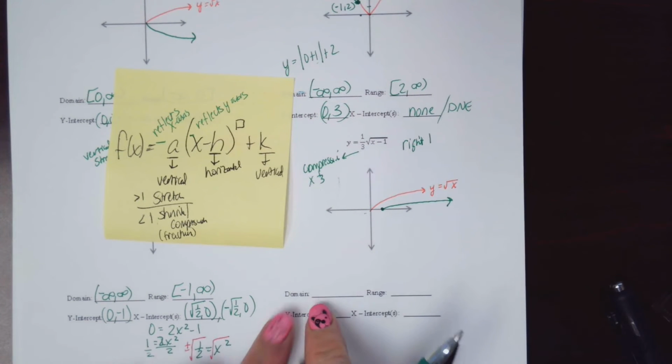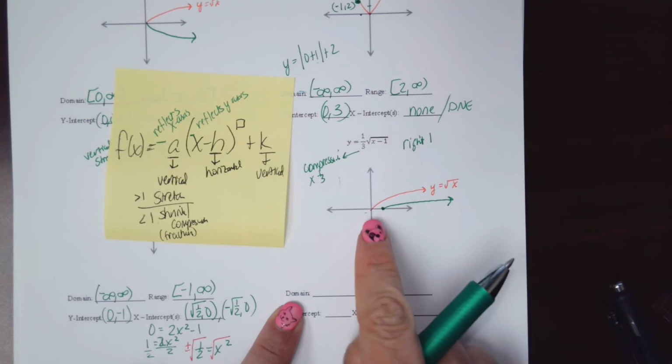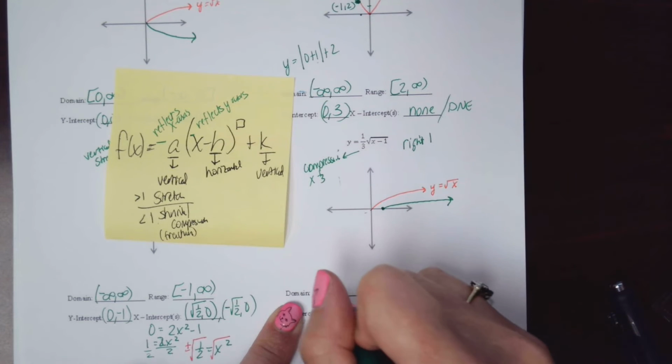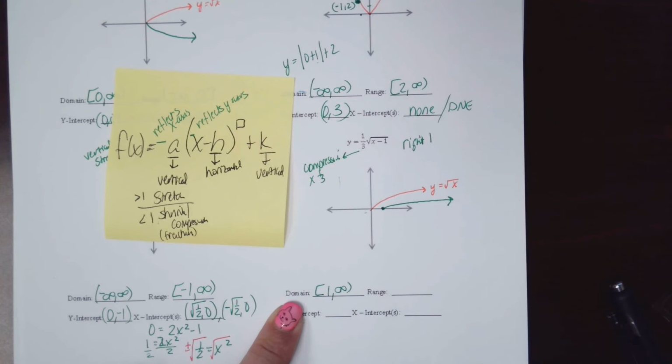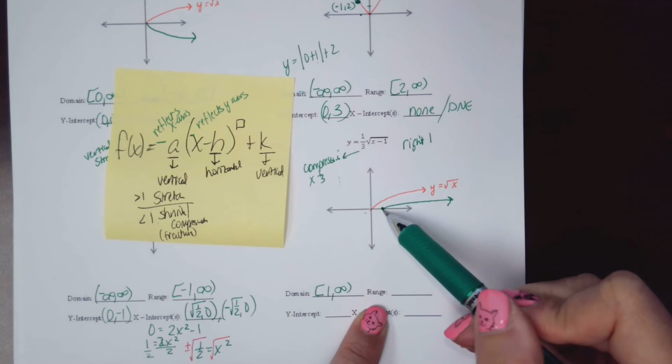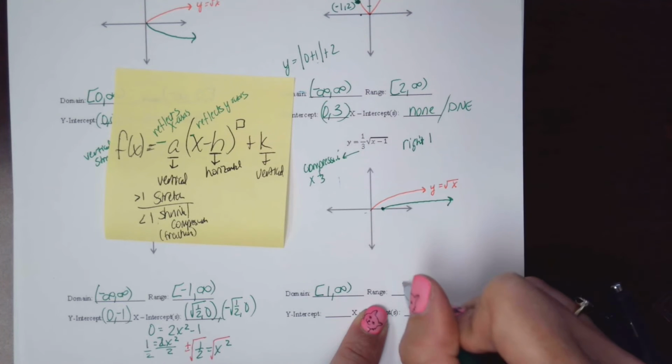Domain and range. Domain and range both have limits. My domain for my original started at 0. I moved it 1. So now my domain starts at 1 and goes to positive infinity. My range, since I didn't move it up or down, still starts at 0. It's still going to positive infinity. It's just not going up as fast.